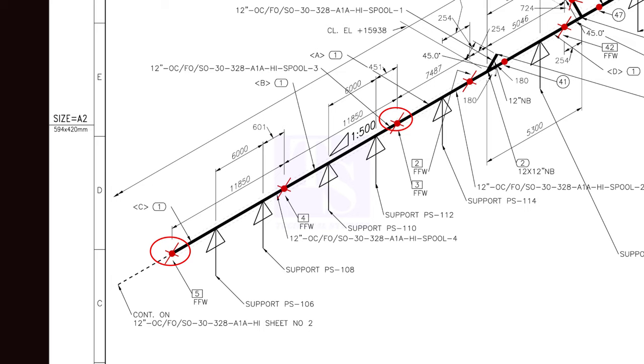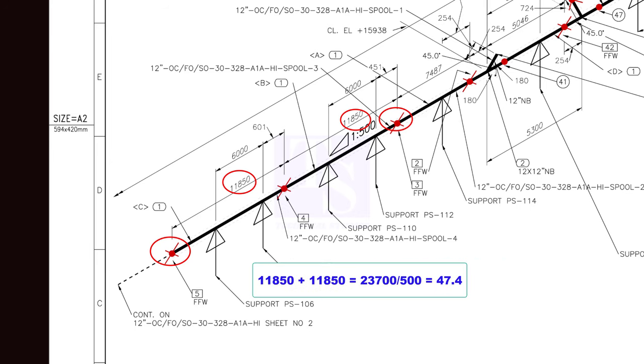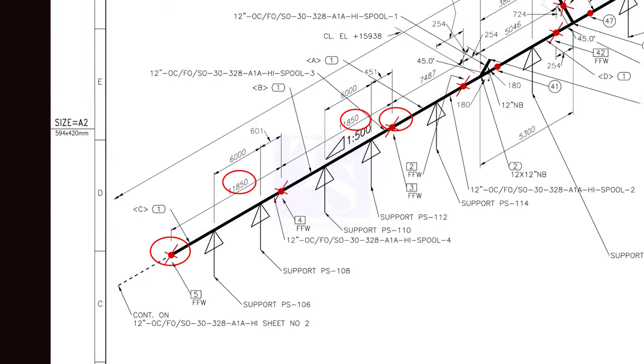How much will be the slope between these two points? Let us add the length of the two pipes. 11,850 plus 11,850 is equal to 23,700 mm. Divide 23,700 by 500. The answer is 47.4. So the slope for these two pipes is 47.4 mm.